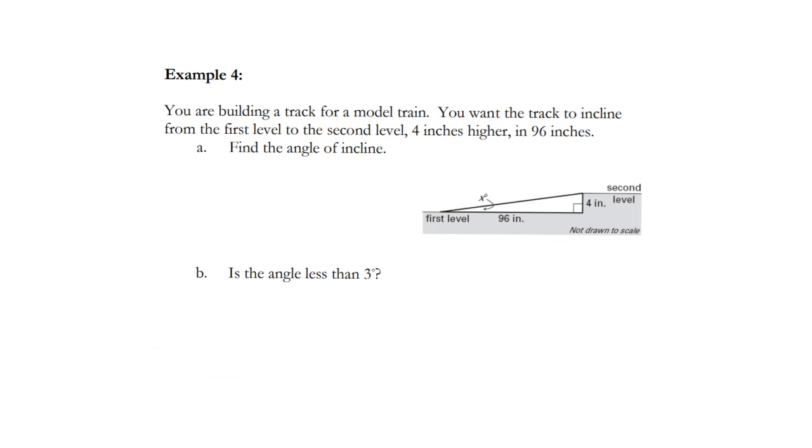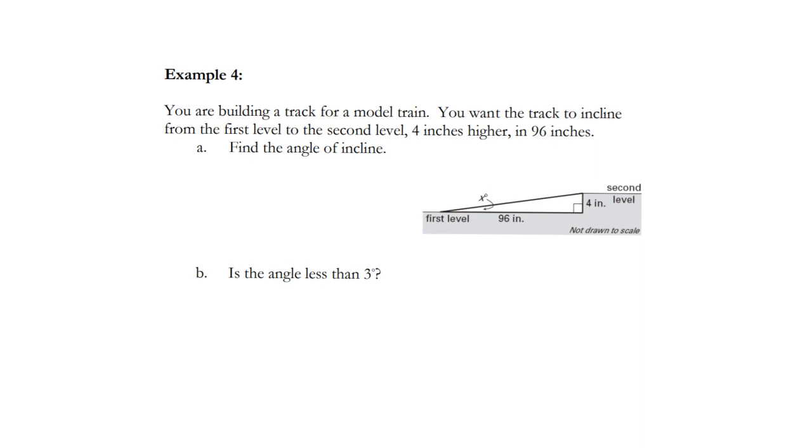All right, so we have a word problem situation here. It says, you're building a track for a model train. You want the track to incline from the first level up to the second level. And this is 96 inches here, and this is 4 inches here. Find the angle of incline. So it shows you right here, X is this angle right here. We're trying to find how much this goes uphill, right?